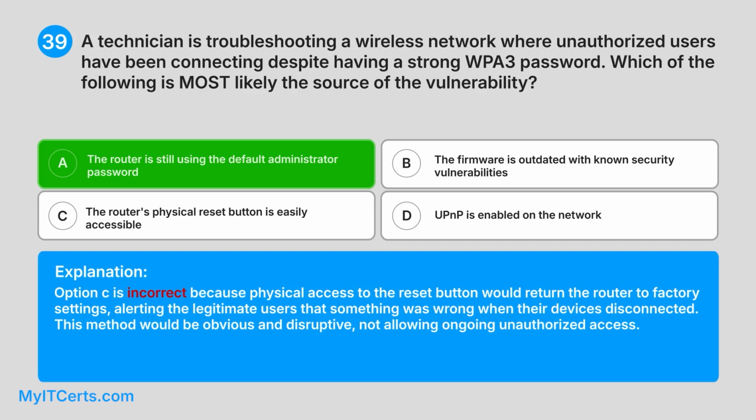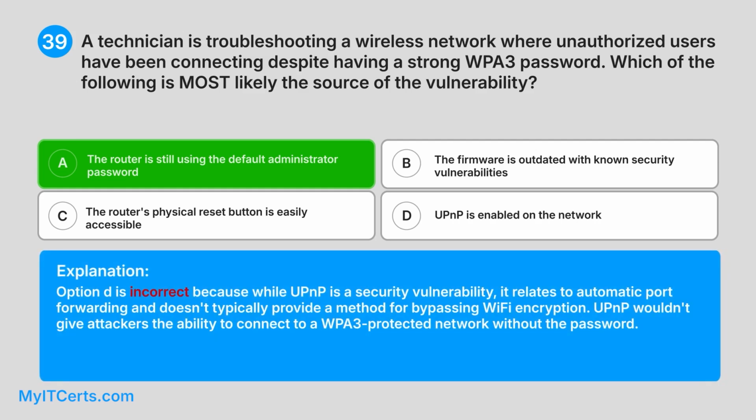Option C is incorrect because physical access to the reset button would return the router to factory settings, alerting the legitimate users that something was wrong when their device is disconnected. This method would be obvious and disruptive, not allowing ongoing unauthorized access. Option D is incorrect because while UPnP is a security vulnerability, it relates to automatic port forwarding and doesn't typically provide a method for bypassing Wi-Fi encryption. UPnP wouldn't give attackers the ability to connect to a WPA3 protected network without the password.